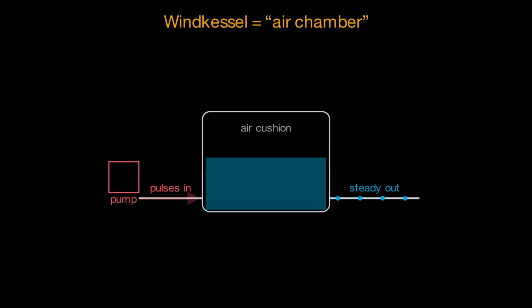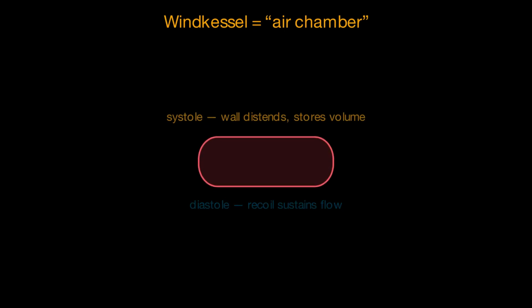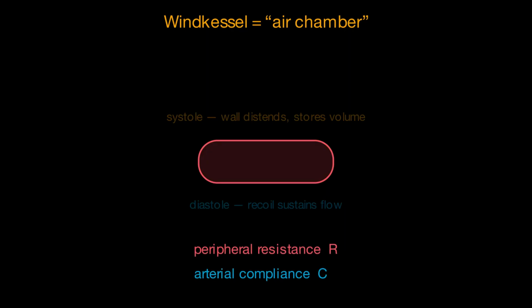A fire engine pump delivers sharp pulses. A trapped pocket of air buffers them into near-steady outflow. The aorta does the same. In systole, its elastic wall distends and stores part of the stroke volume. In diastole, elastic recall sustains flow after the valve closes. 2 quantities capture this: peripheral resistance and arterial compliance.